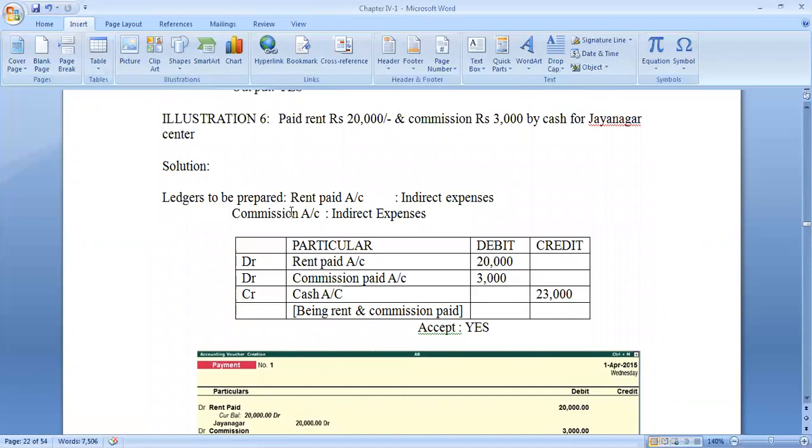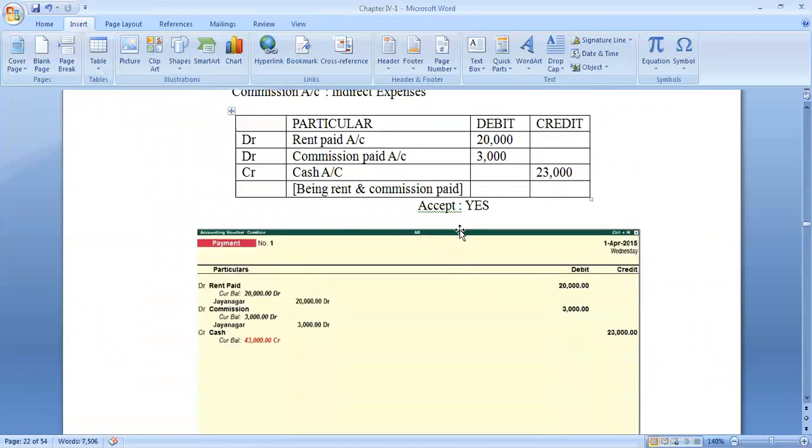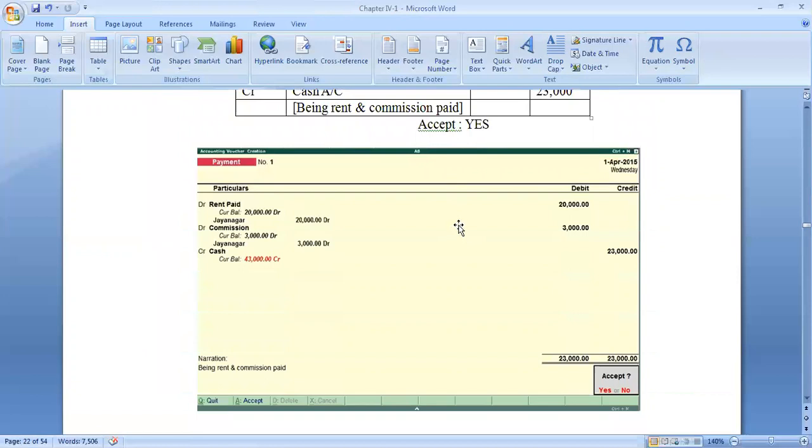So the ledger to be prepared is rent paid account. Be very careful about the name of the ledger that you will be preparing: it is rent paid. It is a group under indirect expenses. The commission account is also an indirect expense. And then the cash account, being rent and commission paid. So this is how the screen pop-up message is going to arrive. So we shall also learn with the concept.